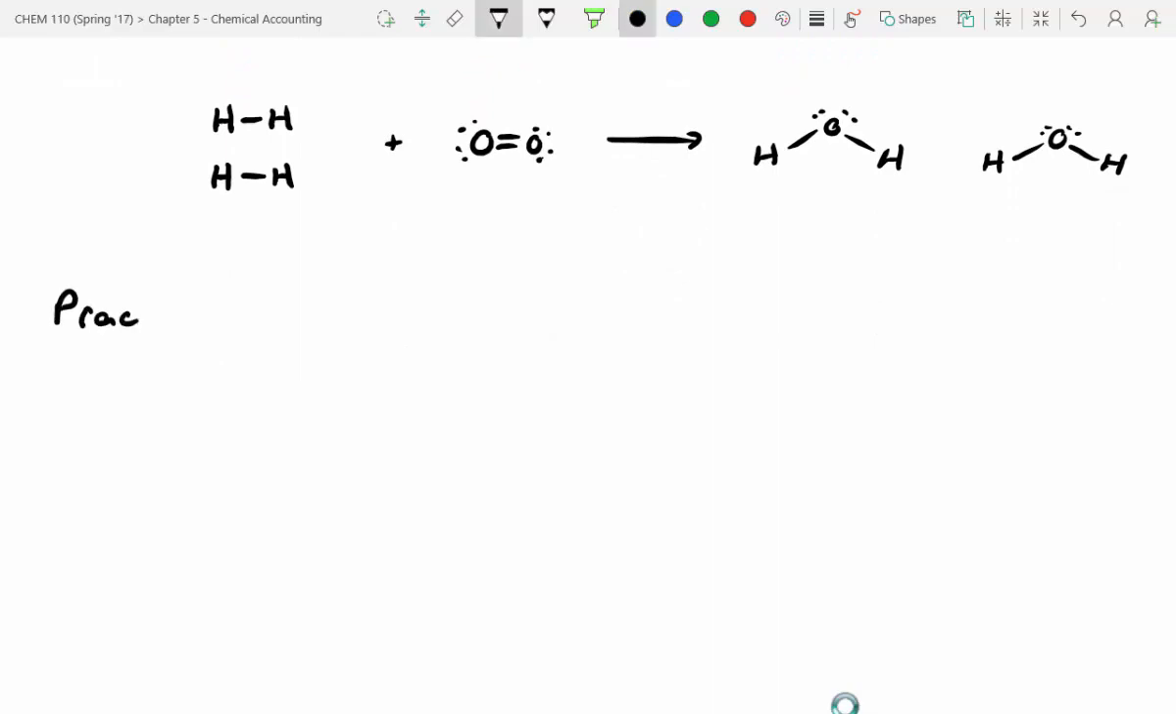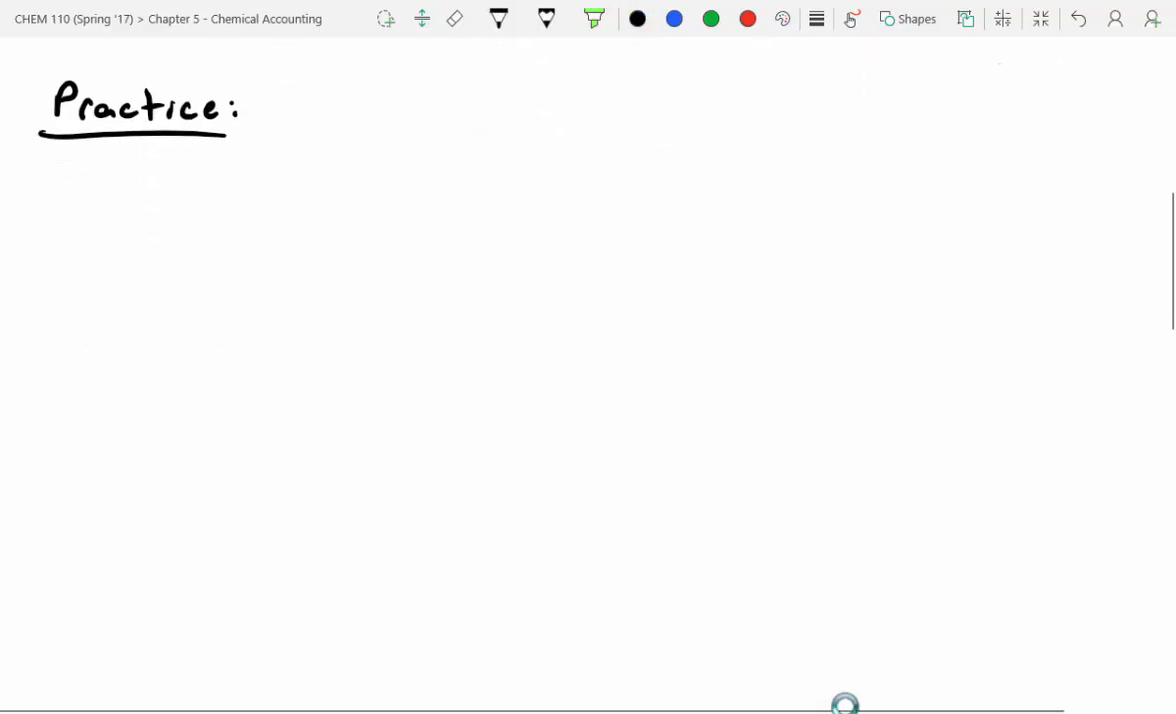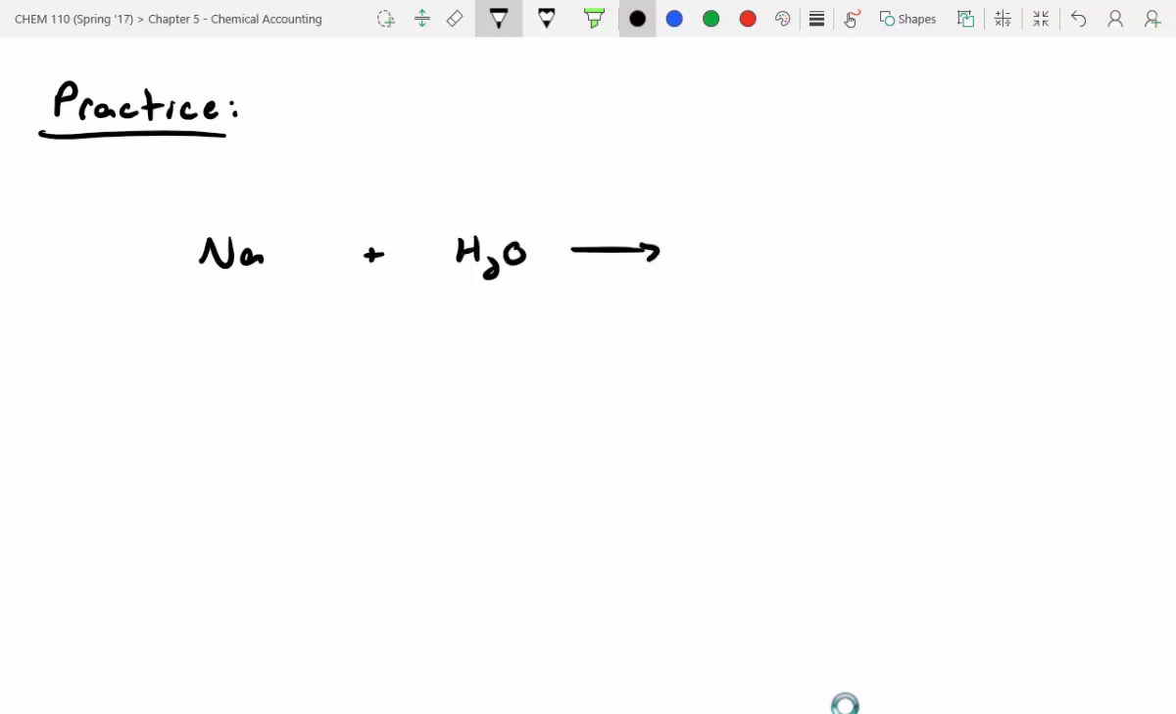So we'll do these practice ones together. Okay, so let's do another one. We'll do sodium plus water will form sodium hydroxide. It's a strong base, and hydrogen gas. This is a part of the reason that sodium is a flammable metal, is when you throw it into water, it produces hydrogen, which can explode.